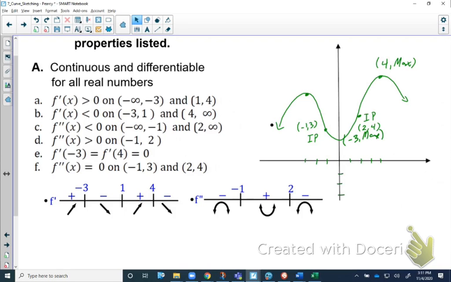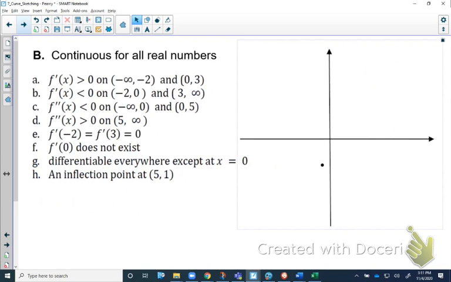Now the next one is going to be pretty similar, but they're throwing in a couple of things at the bottom, particularly G, where it says it's differentiable everywhere except at x is equal to 0. So the only way that the function could be continuous but not differentiable, because it tells us it's continuous over all real numbers, is if there's a corner somewhere. So at x is equal to 0, I have to have a corner somewhere.